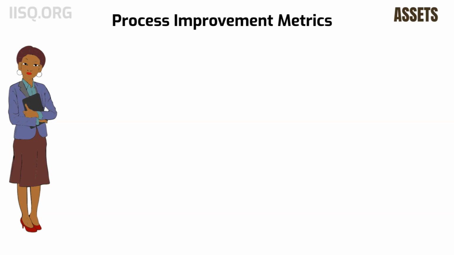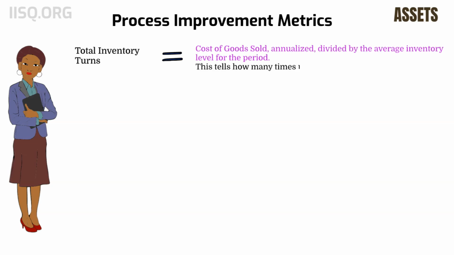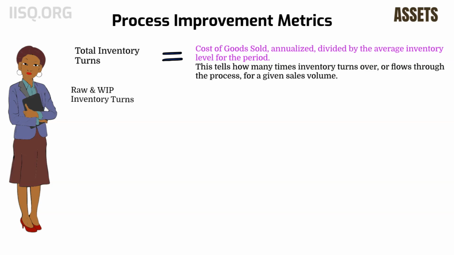The next business process improvement metrics is about assets. There are 6 basic metrics. These are total inventory turns. This equals the cost of goods sold, annualized, divided by the average inventory level for the period. This tells how many times inventory turns over or flows through the process for a given sales volume.